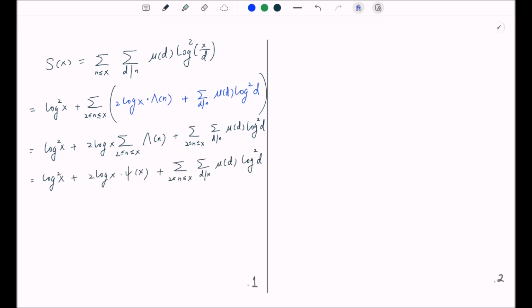To finish the proof of this part, we need to establish a very important identity. We'll show that the summation of lambda of h times lambda of k for hk equal to n is equal to log of n times lambda of n plus the summation of mu of d times log of d squared for d dividing n. We prove this identity.